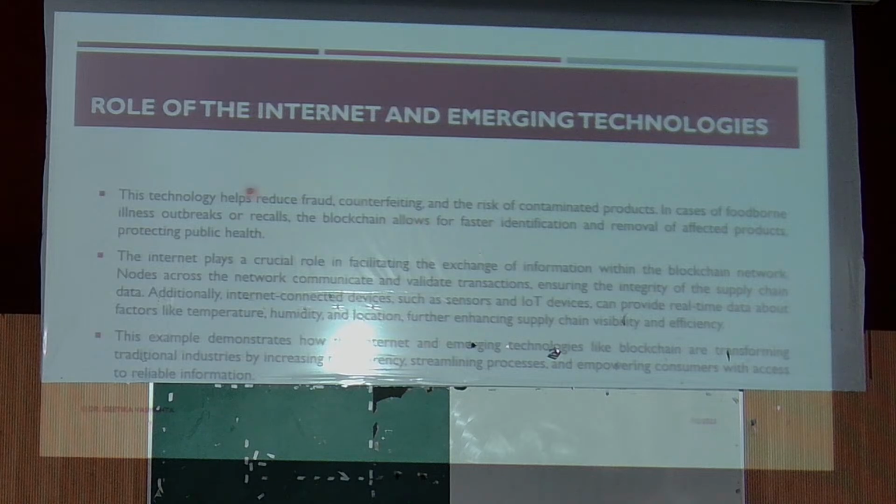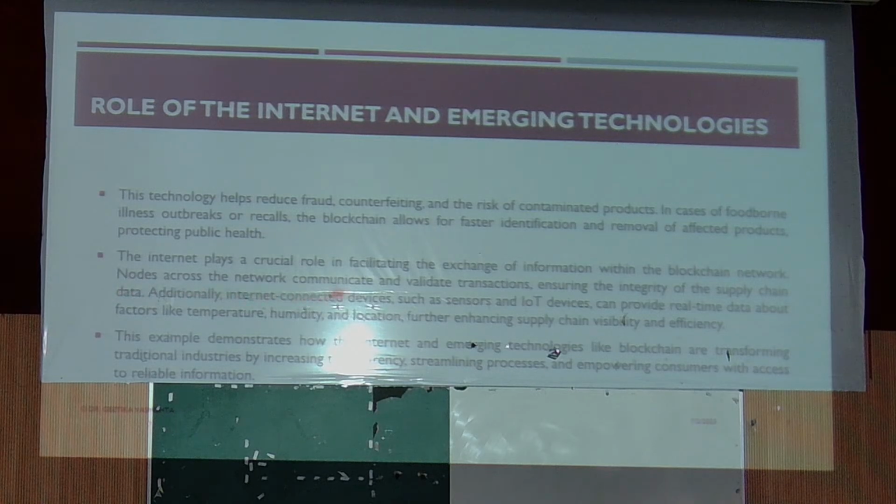So this technology helps reduce fraud and counterfeiting and the risk of contaminated products. In case of foodborne illness outbreaks or recalls, blockchain allows for faster identification and removal of affected products, protecting public health. Internet plays a crucial role in facilitating the exchange of information within the blockchain network.